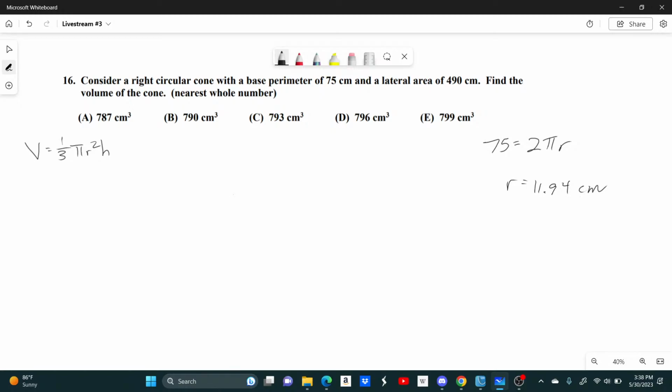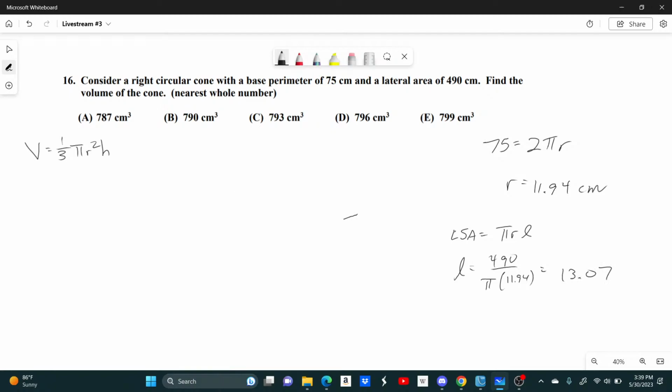And it also tells us we have a lateral area of 490 centimeters. So I wonder, can we use that to solve for the height? Well, yes, you can actually. The formula for the lateral surface area of a cone equals pi times the radius times your lateral height, which is like your slant height. So you can solve for your lateral height by doing 490 divided by pi and then divided by r, which we just found. So you get your lateral height as 13.07. Well, how does that help you?